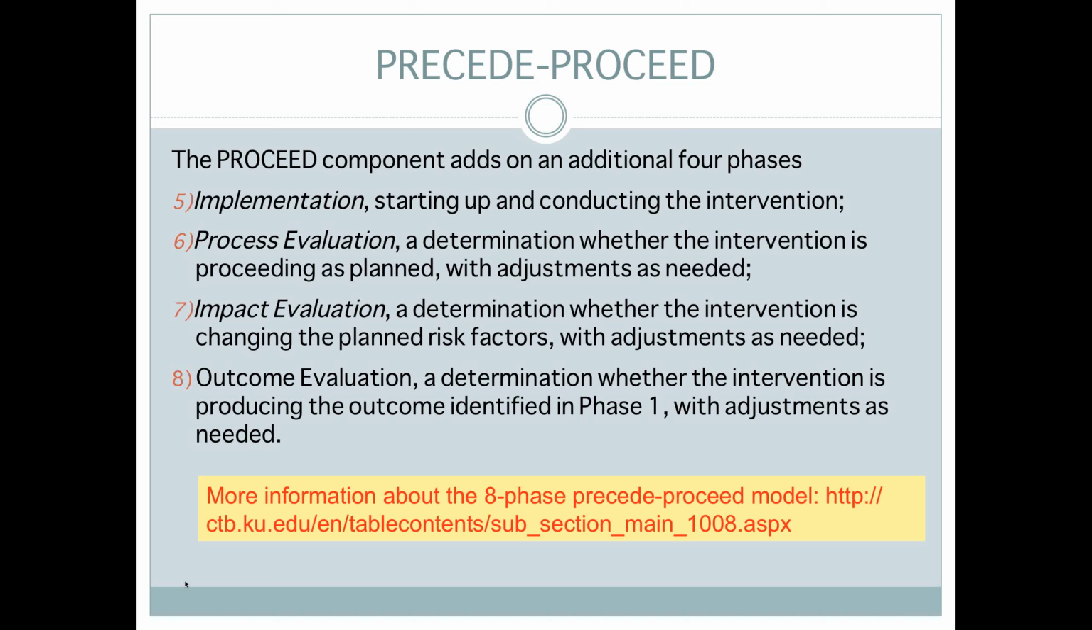Impact evaluation for this program, if you're saying that diet and physical activity are risk factors for cardiovascular disease risk, you're looking to see whether the program activities are changing diet towards a healthier diet or increasing physical activity. That's an impact evaluation. You're seeing whether you've changed the risk factors.